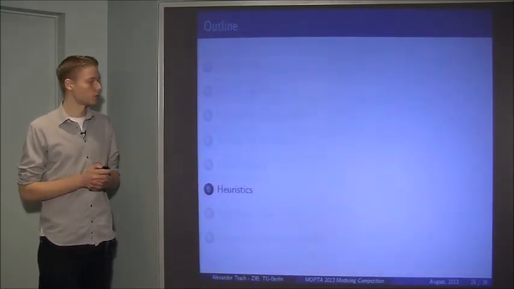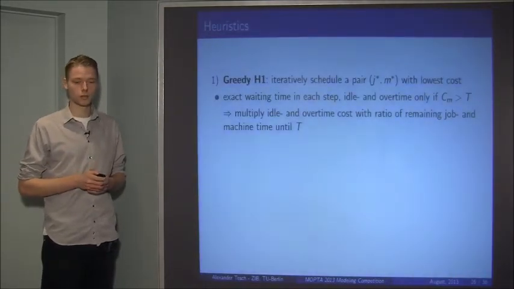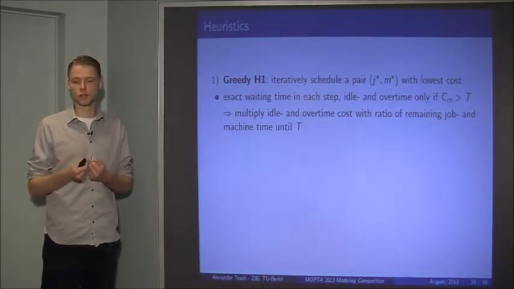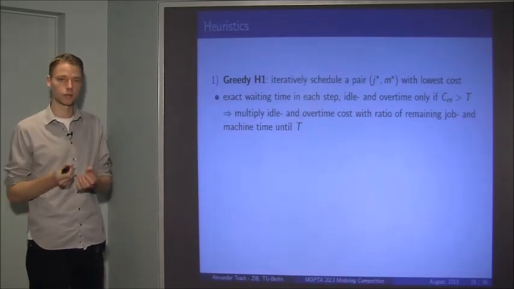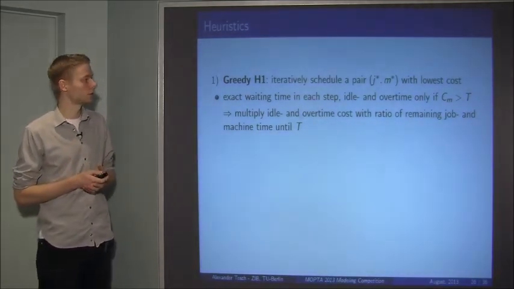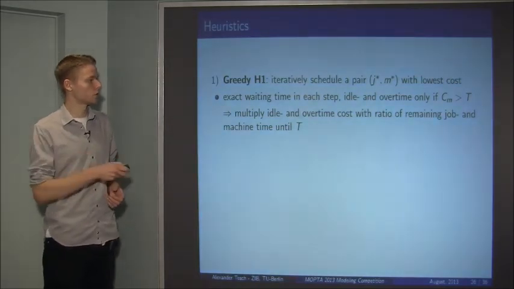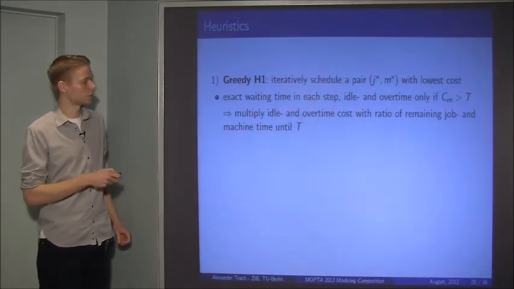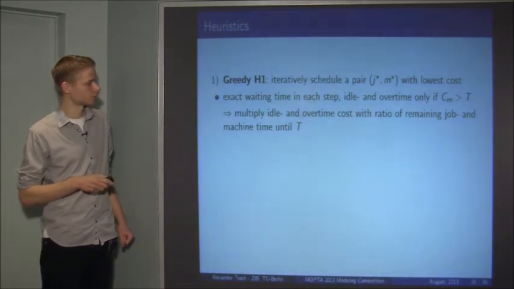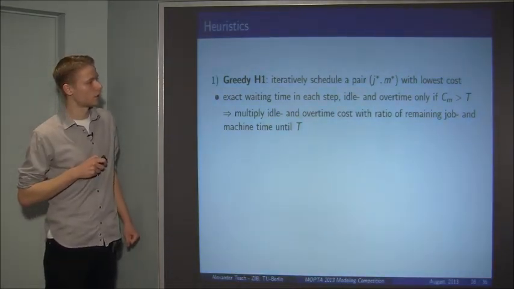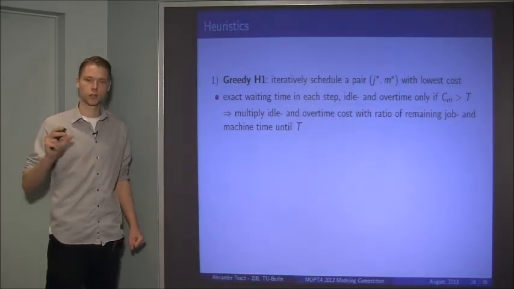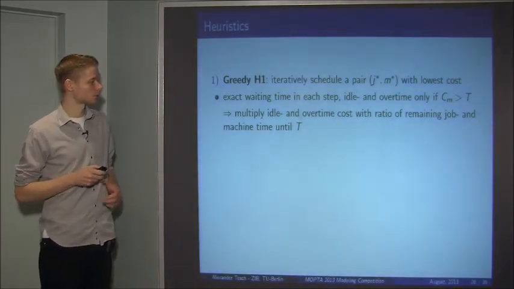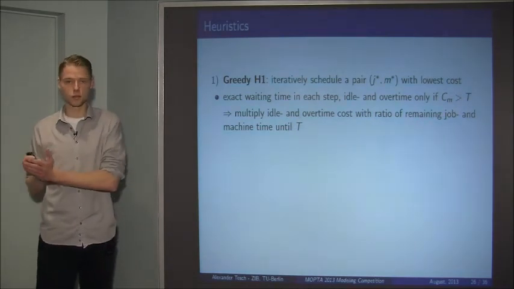And we also developed some heuristics for this problem. The first heuristic is the greedy one heuristic, where we always find a pair of jobs and machines that are the best. This is some kind of list scheduling. And then we compute a cost for each of these pairs and just select the one with the best possible cost. And here, the difference to other heuristics is that we know from the observations made before that idle time and overtime occur just when the shift length is exceeded. And we consider some costs that depend on the time that is left until T.